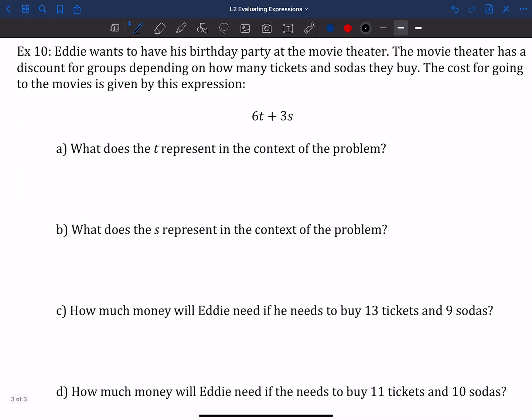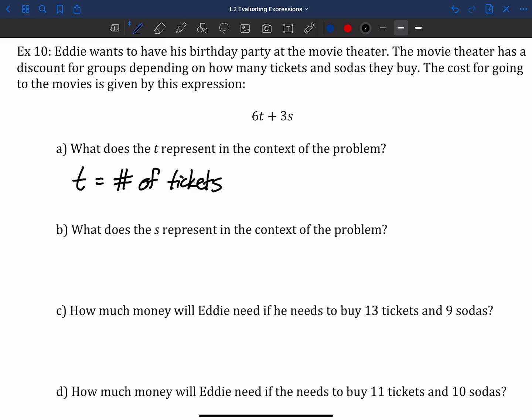Eddie wants to have his birthday party at the movie theater. Ooh. Movie theater has a discount for groups depending on how many tickets and sodas they buy. The cost for going to the movies is given by this expression, 6t plus 3s. So again, here we want to figure out what the t represents. I'm going to give you a little bit of a hint. T does not stand for the number of movie theaters. Similar to the last one, T is the number of tickets.